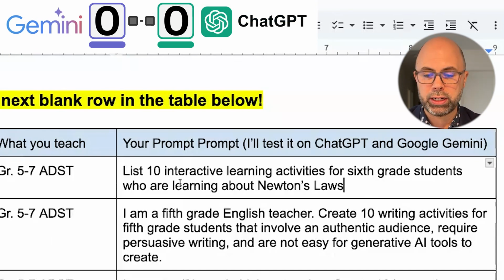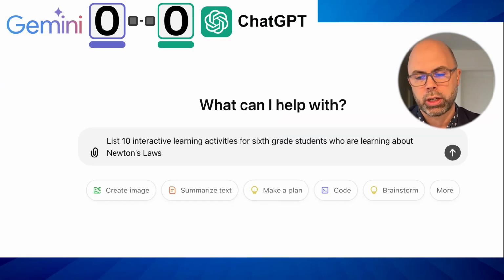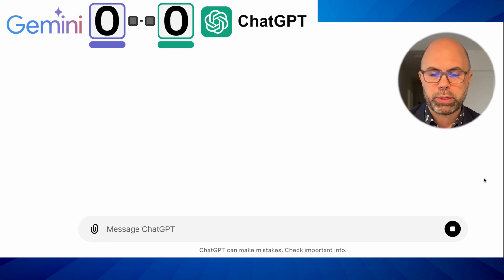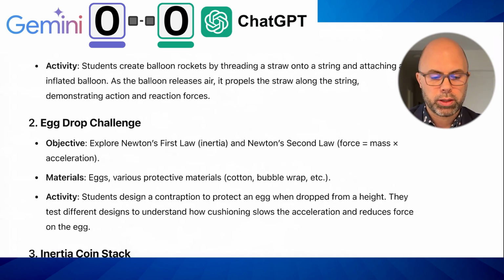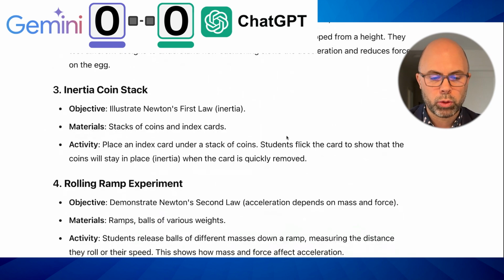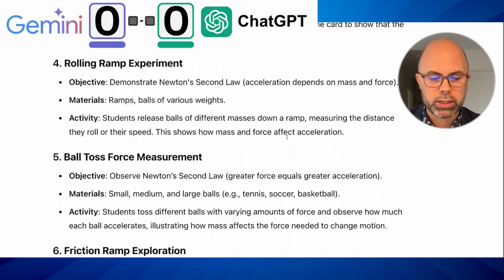List 10 interactive learning activities for 6th grade students who are learning about Newton's laws. ChatGPT, go. Let's see what ChatGPT gives us. Okay, balloon rocket races, egg drop challenge, the inertia coin stack, rolling ramp experiment, ball toss force measurement.